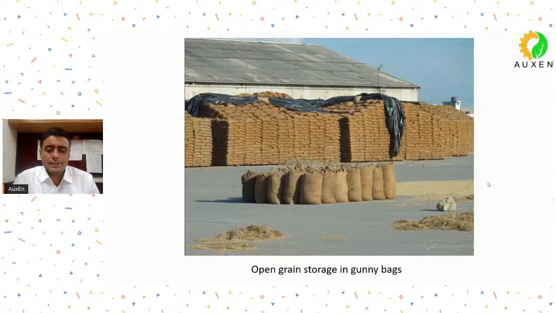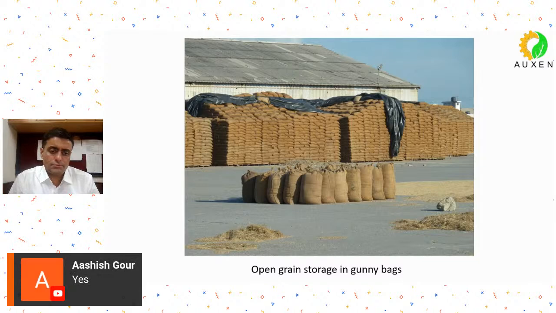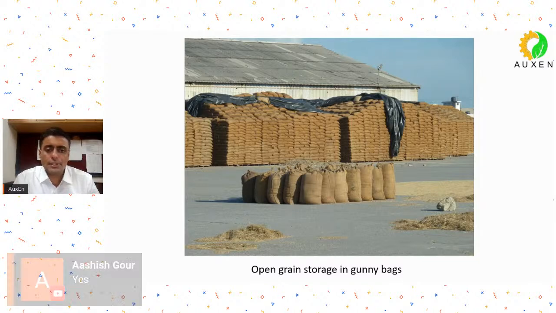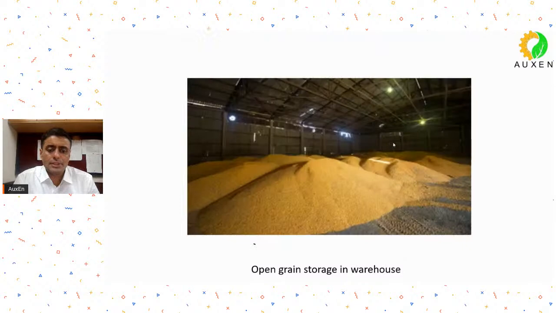So this is how grains are stored or stacked. Open grain storage you see in gunny bags, and then you just cover with a PVC sheet, which resists water as much as it can. Or the storage happens this way. Open grain storage, where you just put a stack of any grain in the warehouse. So these conventional methods lead to a lot of wastage and rotting of your cereals.